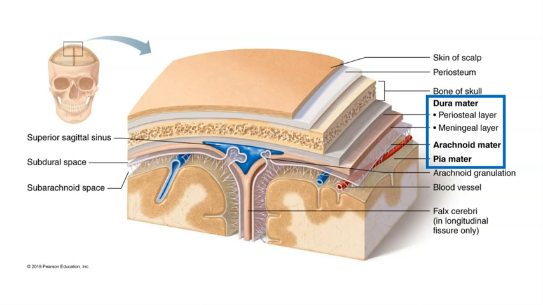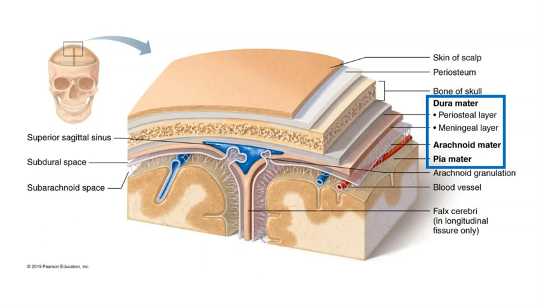So I say layers with the dura mater because there are actually two layers to the dura mater. We have the periosteal layer of the dura mater and the meningeal layer of the dura mater. The periosteal dura mater attaches to the inner surfaces of the skull, but in general, the two layers, the periosteal layer and the meningeal layer of the dura mater, are fused together into one.